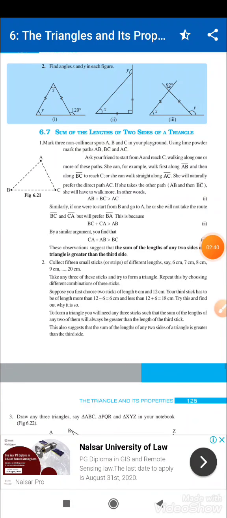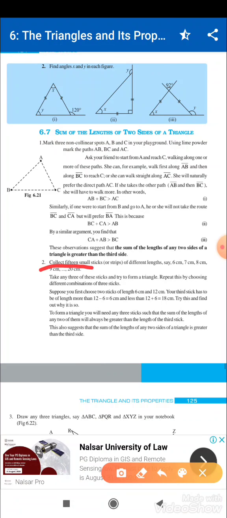Now move to another property of a triangle. This property is based upon the sides of a triangle. If you have a triangle and you sum two of its sides, their sum is always greater than its third side. So according to this property, the sum of the lengths of any two sides of a triangle is always greater than the third side.